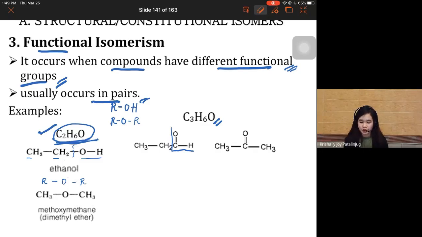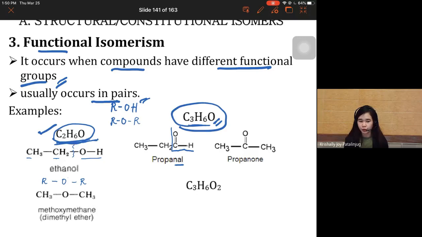So different functional group, but they have the same general formula. Both of the structures have the same number of carbon, the same number of hydrogen, and isa lang yung oxygen. So this shows functional isomerism. So yun din, sabi ko, they occur in pairs. So kapag ang formula given can produce an aldehyde structure, automatic meron din siyang kaakibat nga ketone structure. So they usually occur in pair.